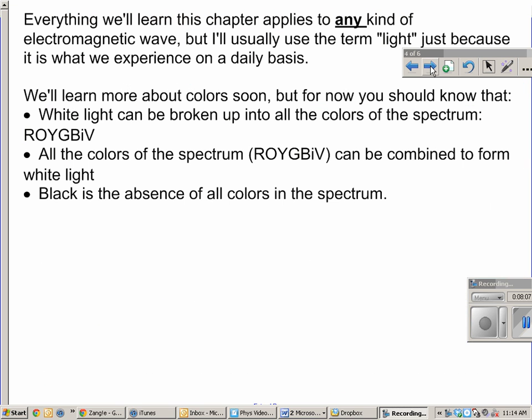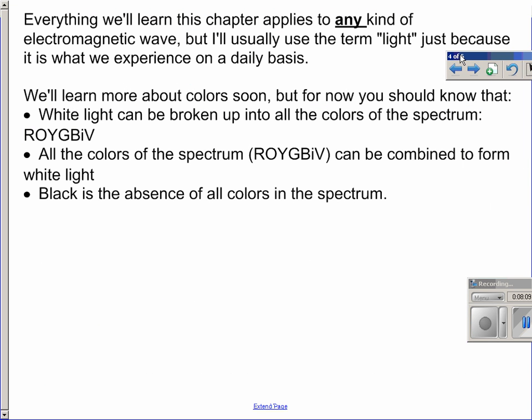Okay. All right. Now, everything that we're going to learn in this chapter applies to any kind of electromagnetic wave. But that said, a lot of times I'll just use the word light to refer to an electromagnetic wave. Okay, like I just said, ultraviolet light, referring to an electromagnetic wave that is ultraviolet. Okay, so anyway, we're going to learn more about colors soon, but for now what you should know is that white light can be broken up into all of the colors of the spectrum, right? And I just kind of showed you that. I think what I did not emphasize is that these colors combined make up white light and vice versa.